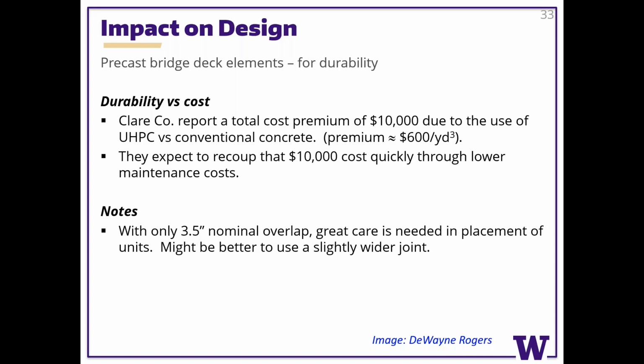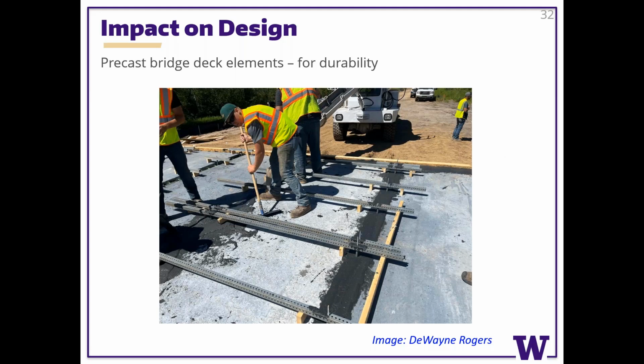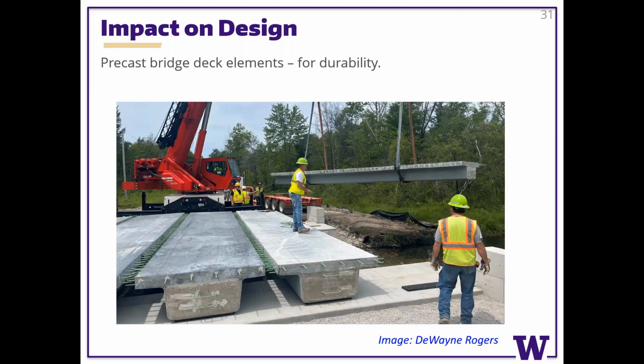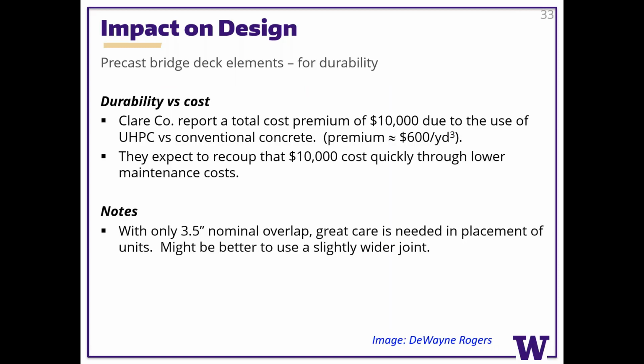I note that there's only a 3.5-inch nominal overlap. And if we go back to this picture here, I don't think that joint there is exactly the same width as this one. Maybe they were going to come back and move this unit over a little bit. But I think they might have got less than the 3.5-inch overlap there and more there. My comment on that is that if you only have that small a nominal overlap, you need to be very careful in the placement tolerances, and it might be easier to use a slightly wider joint and have a slightly larger overlap.